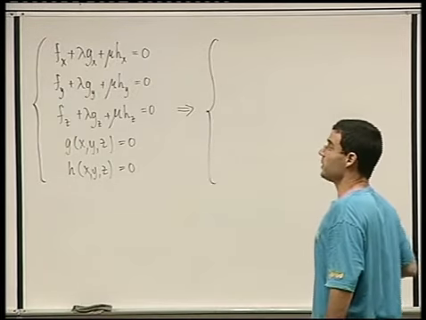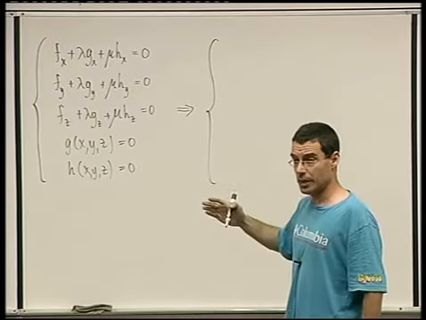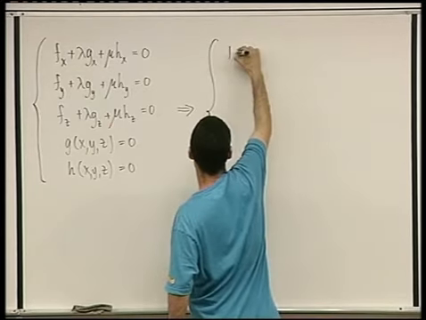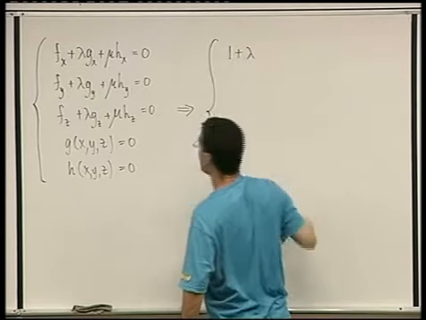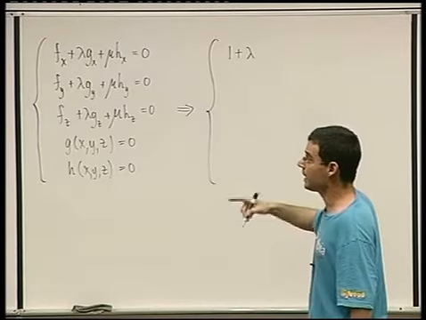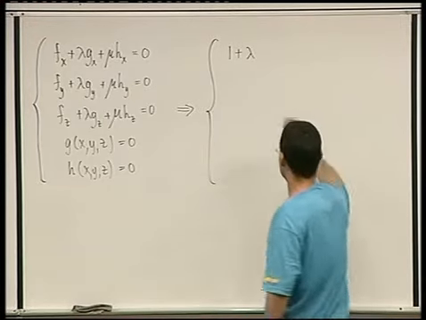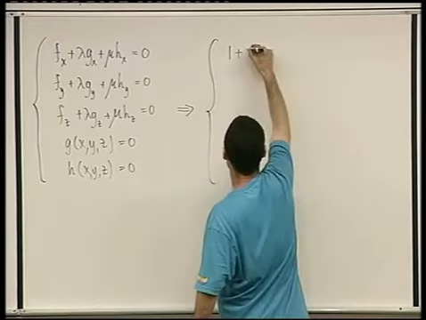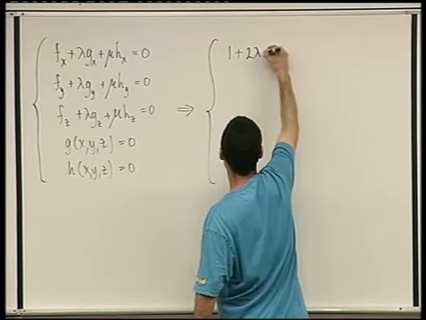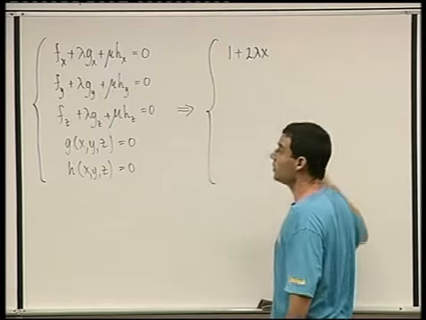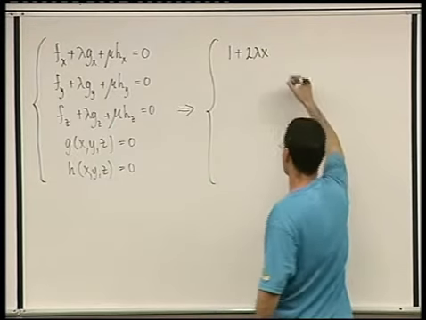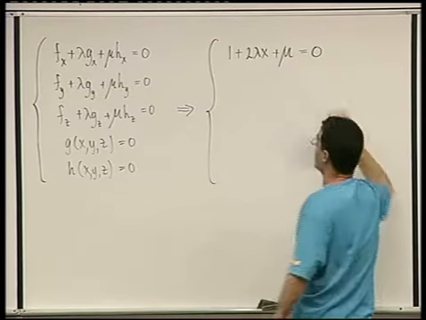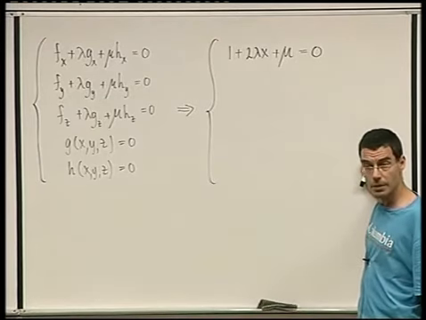Let's write what they are for our specific example. So what is the derivative of f with respect to x? F is just x plus y plus z. The derivative is 1 plus lambda. What's the derivative of g with respect to x? 2x. Okay, so keep an eye on what g and h are. Tell me if you agree. So it's 2 lambda x plus mu, the derivative of h with respect to x, which is 1, plus mu, and this equals 0. This is the first equation. Good? Everybody with me?